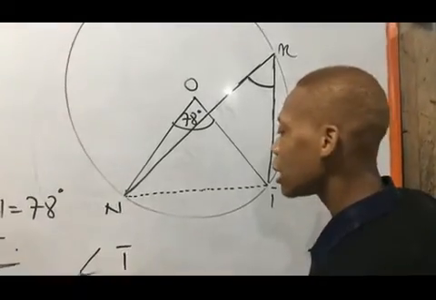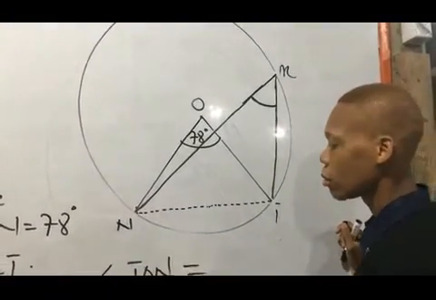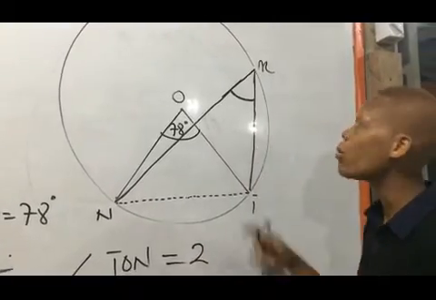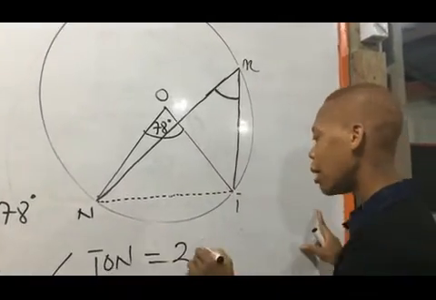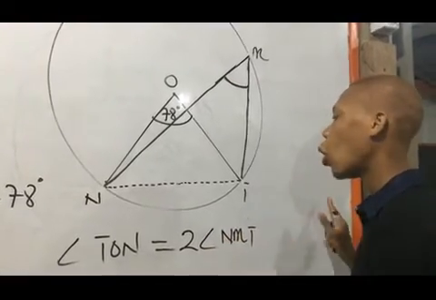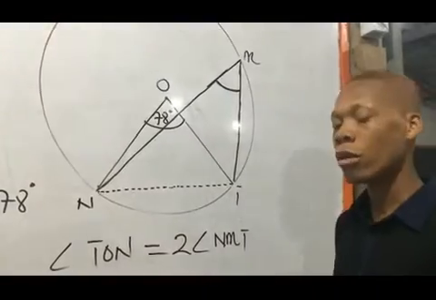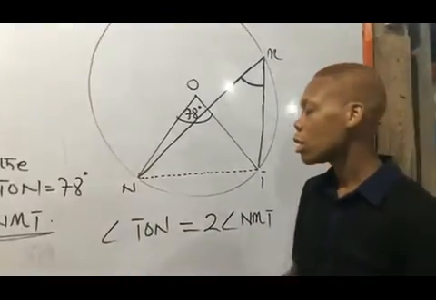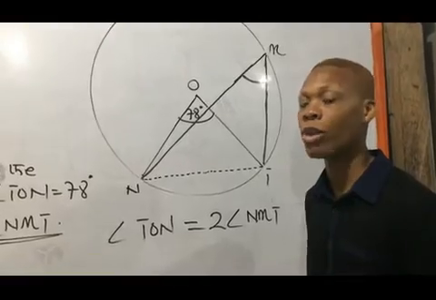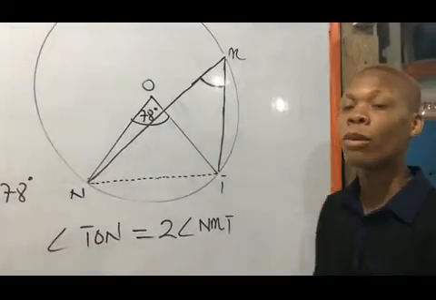So the angle at the center, angle TON, is twice the angle at the circumference. The angle at the circumference is the angle M. So angle NMT, or somebody writes TMN. They are all the same. The angle at the center is twice the angle at the circumference. So I've been able to write down the connection between the two of them.